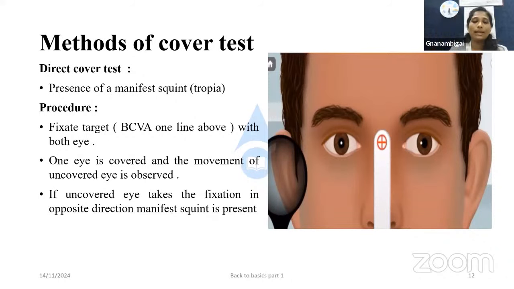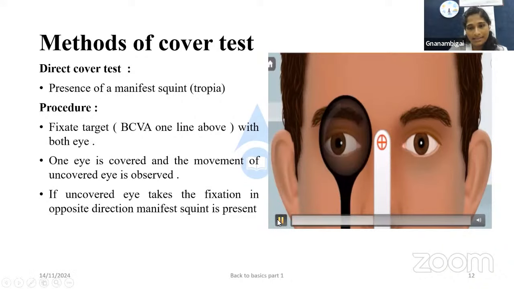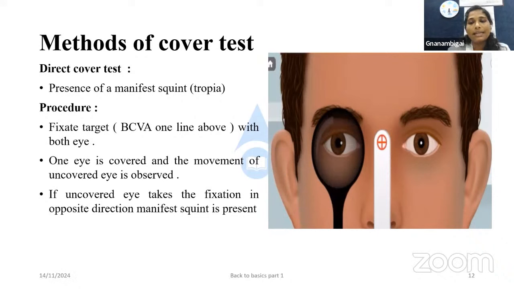The target should be of best corrected visual acuity one line above. If the patient's visual acuity is 6/6, the patient has to see 6/9. 6/9 will be the target for distance, and we need to cover the patient's one eye, and the movement of the other eye is observed. So basically, we will measure the tropia. Here the video represents the direct cover test. We will cover the patient's right eye and we will observe the other eye.